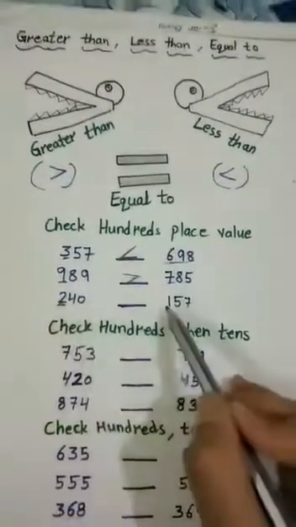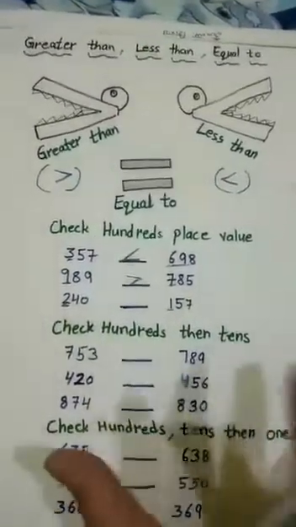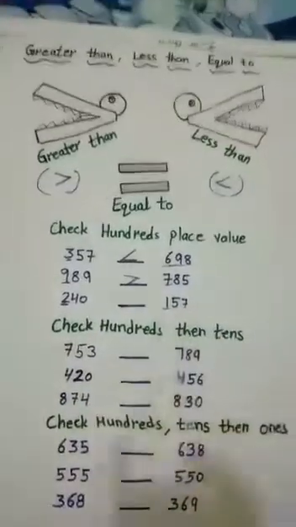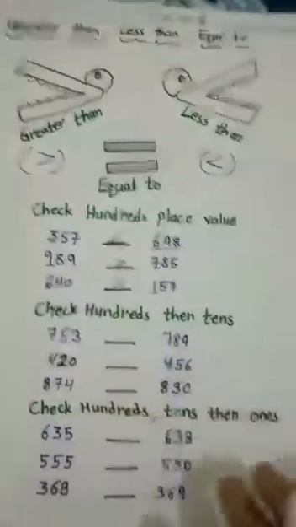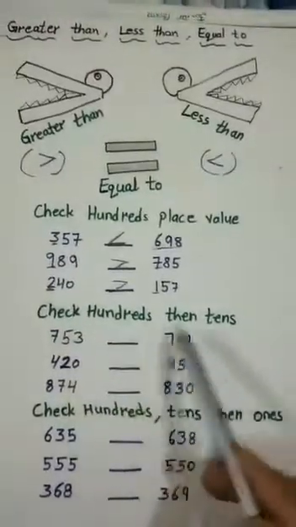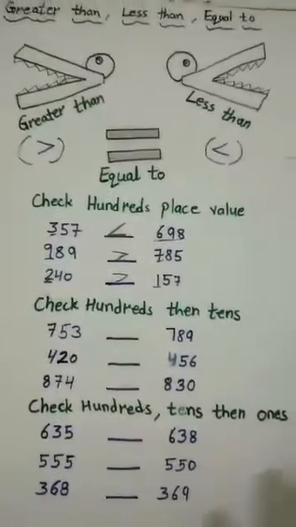Now look over here. What is this number? This is 2 and this is 1. So which number is big? 2. We check only the hundreds place value. Dear students, we check only the hundreds place value. So which sign will come? Greater than. Now check hundreds, then tens. First of all, we have to check the hundreds place value.